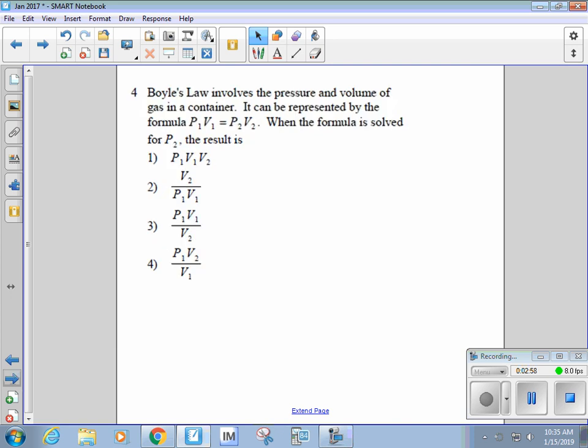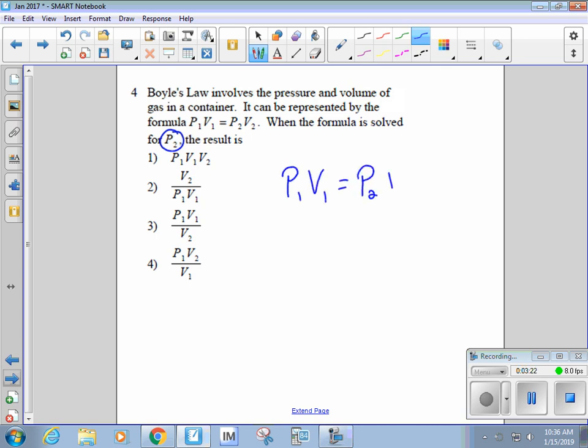Okay, next one. This one is looking harder than it really is. It's what we call a literal equation. It means when you're solving for one letter in terms of the other. So you're trying to get one of the letters by itself, one of the variables by itself. So it says solve for P2. So they want the P2 by itself. You have P1, V1 equals P2, V2.